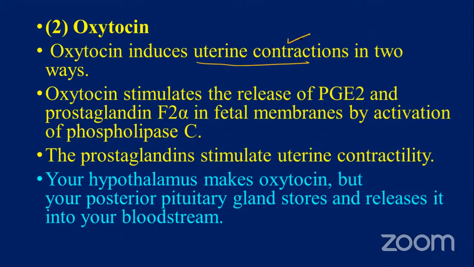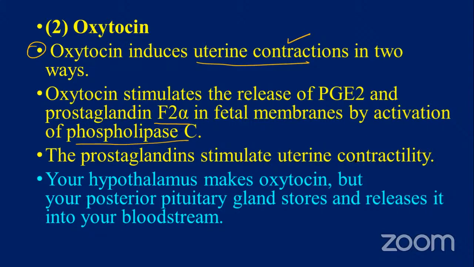Okay, my dear. So the oxytocin stimulates the release of PGE. What is the meaning of PGE? Prostaglandin E. And prostaglandin F2 alpha in fetal membrane by activation of phospholipase C. See that what are the activities, these are all unknown, but very, very important, oxytocin is used for the uterine contraction in two ways.